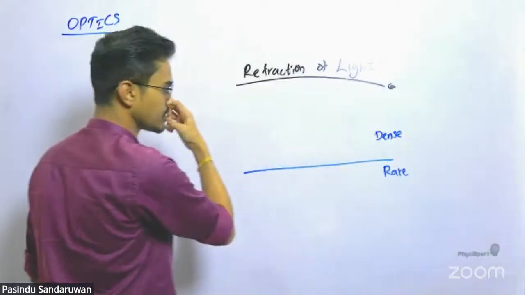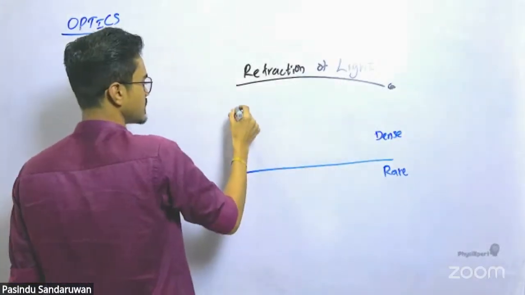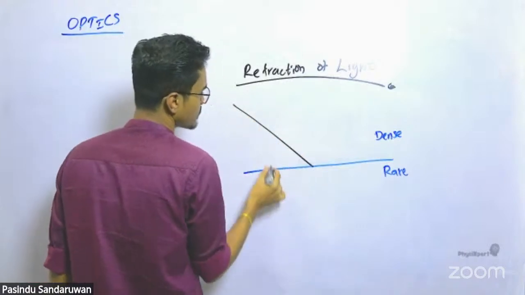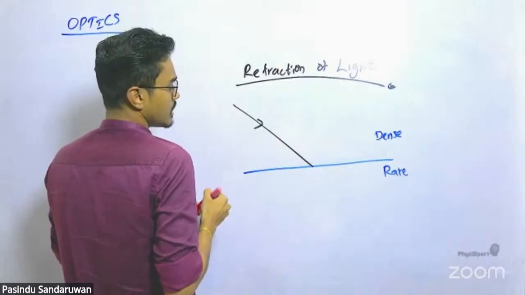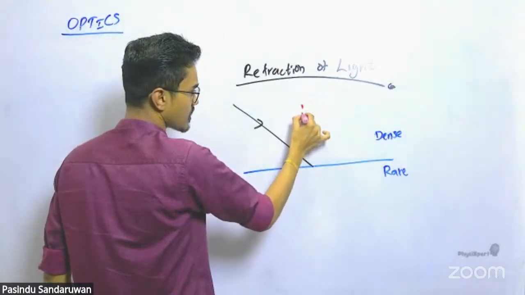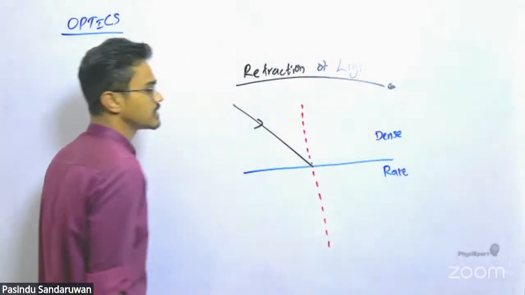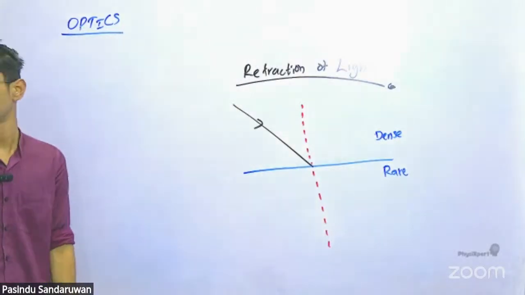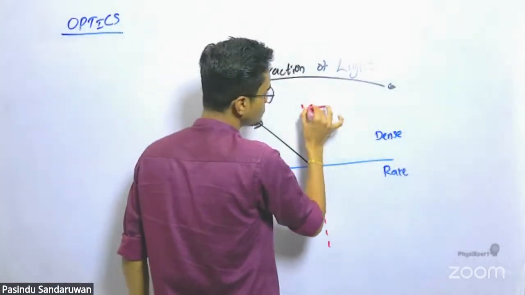Now if a light ray travels from dense to rare, say this light ray travels from a dense medium to a rare medium, the normal line which is drawn at the incident point is called the normal.